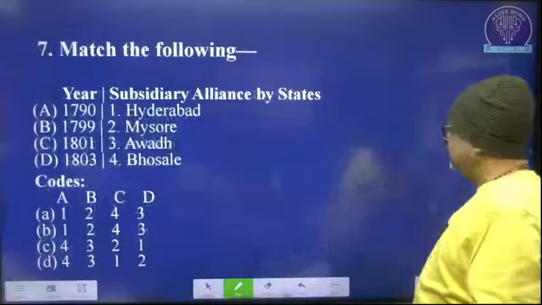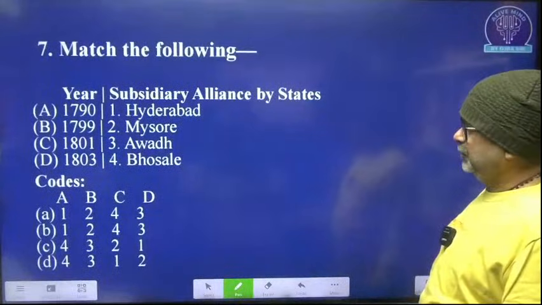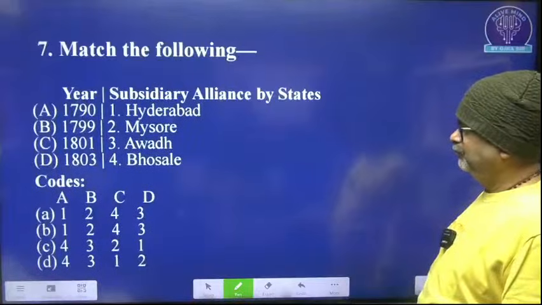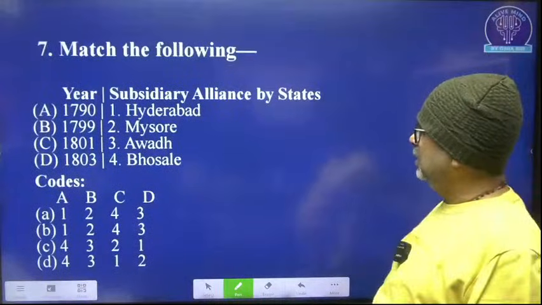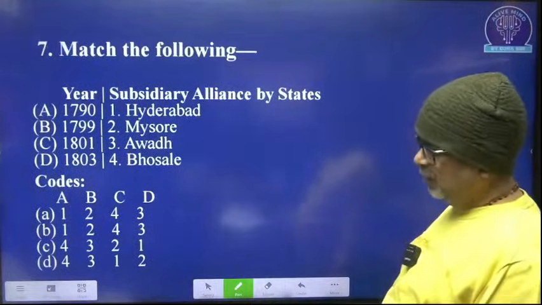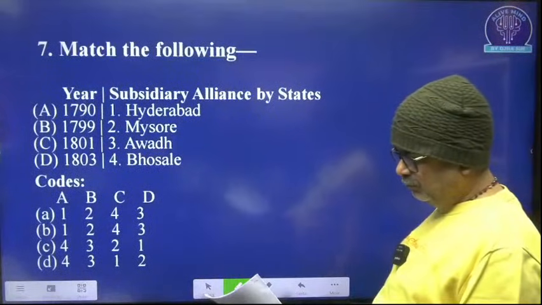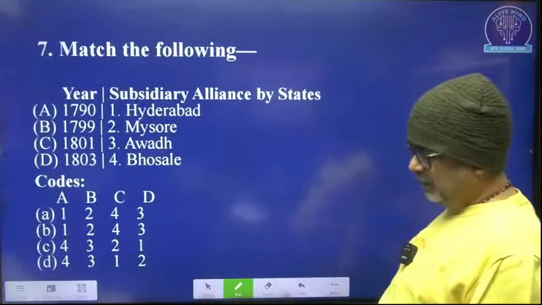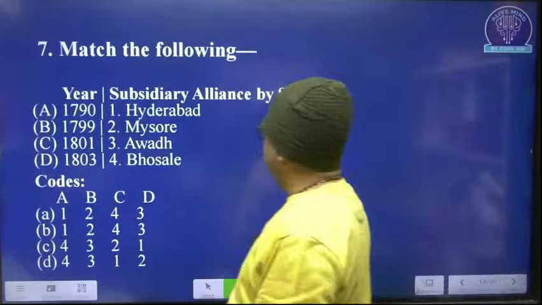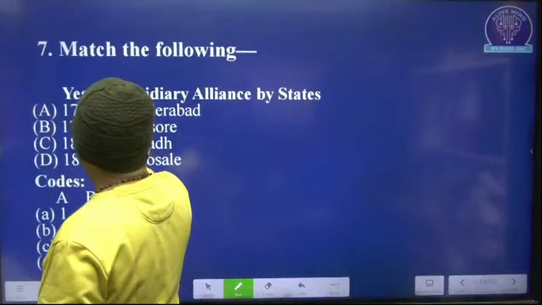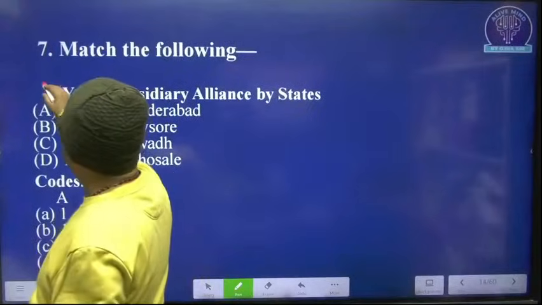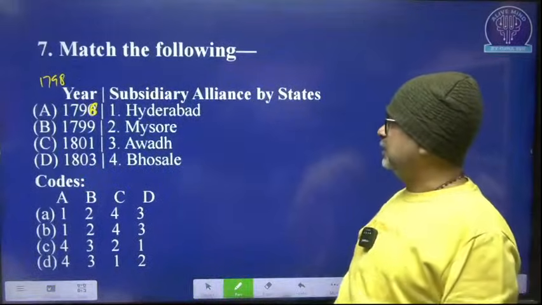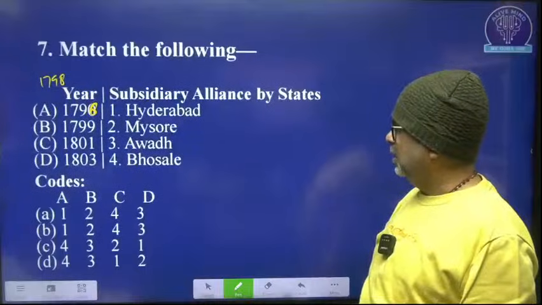Sixth. Seventh. The Subsidiary Alliance. There is a correction, please do the correction. Not 1790. Wellesley arrives in 1798. So it will be 1798. Please do the correction, 1798. And the first to sign was Hyderabad, 1798, then 1799.